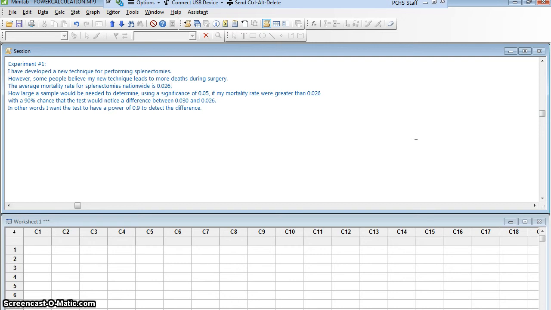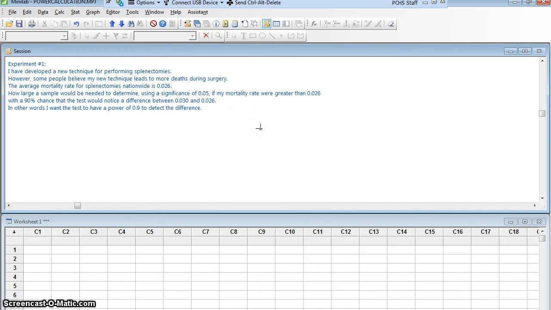We know some things about our study, okay? So, how large a sample would be needed to determine with a significance of 0.05, so we want to work at 95% confidence, if the mortality rate of my surgery were greater than 0.026, we want to have a 90% chance, so this is called our power, to notice a difference between 0.030 and 0.026.